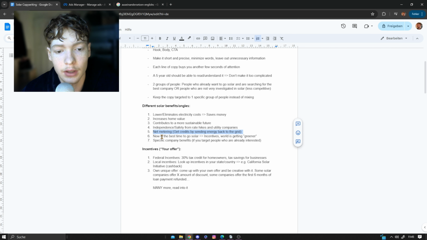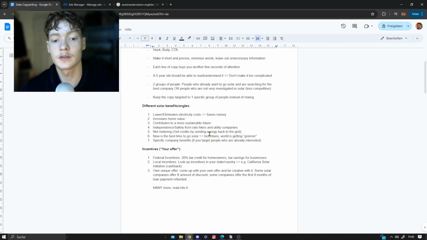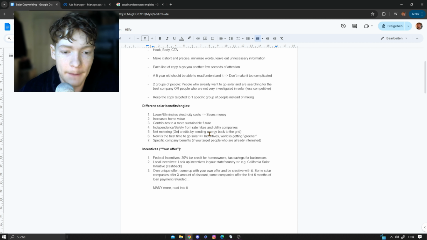It's also in here, I think. For those of you who don't know, net metering is just that you get credits by sending energy back to the grid. So you produce more energy than you need, send it back to the grid, and you will get credits for future electricity bills. And this can also be a very good benefit, and maybe even more of an incentive, because this is just extremely beneficial for solar system owners.